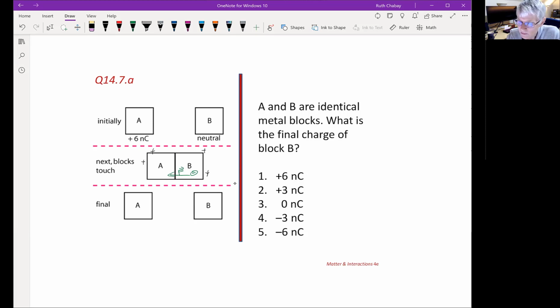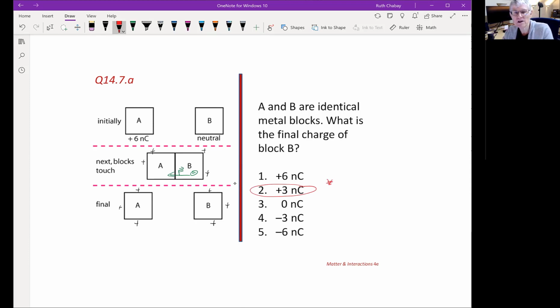So when we move them apart, we're actually going to have some positive charge on block A and some positive charge on block B. Some of the electrons moved. And so, in fact, given that the blocks are identical, they will now each have half the charge of the original.